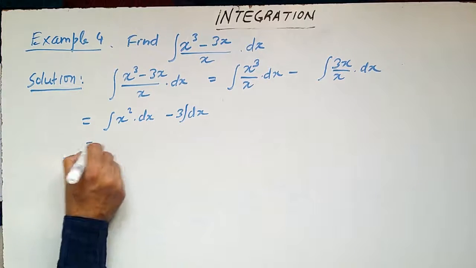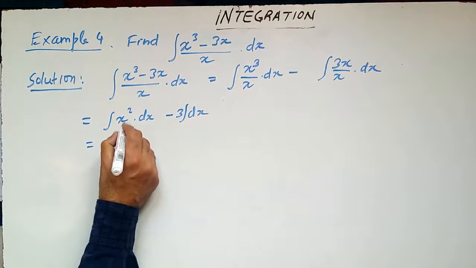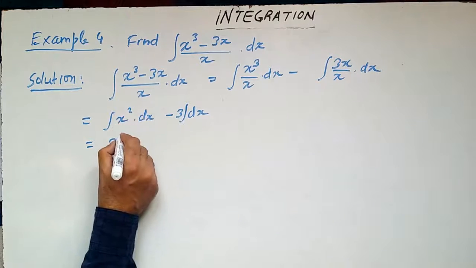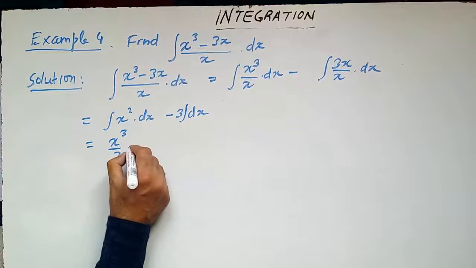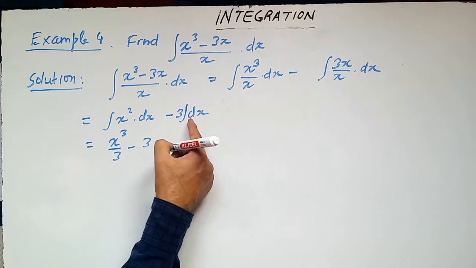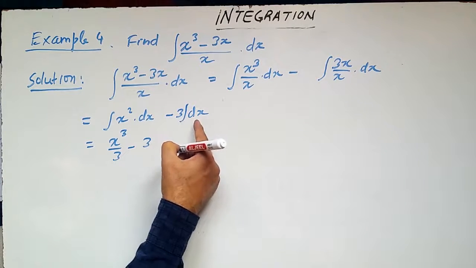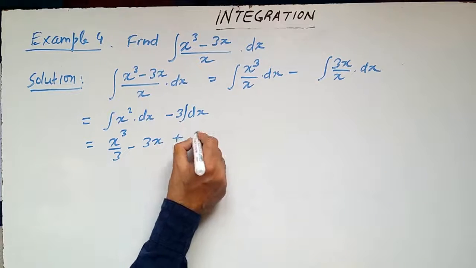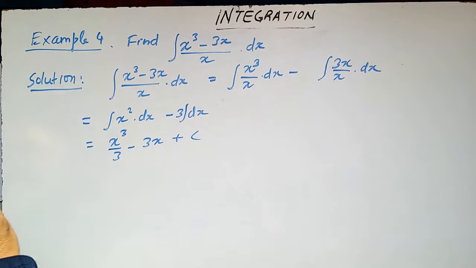Okay, so integration of x squared is what? Raise the power 2 by 1, so it is x cubed divided by 3, minus 3 times the integration of dx, which is x, plus c.